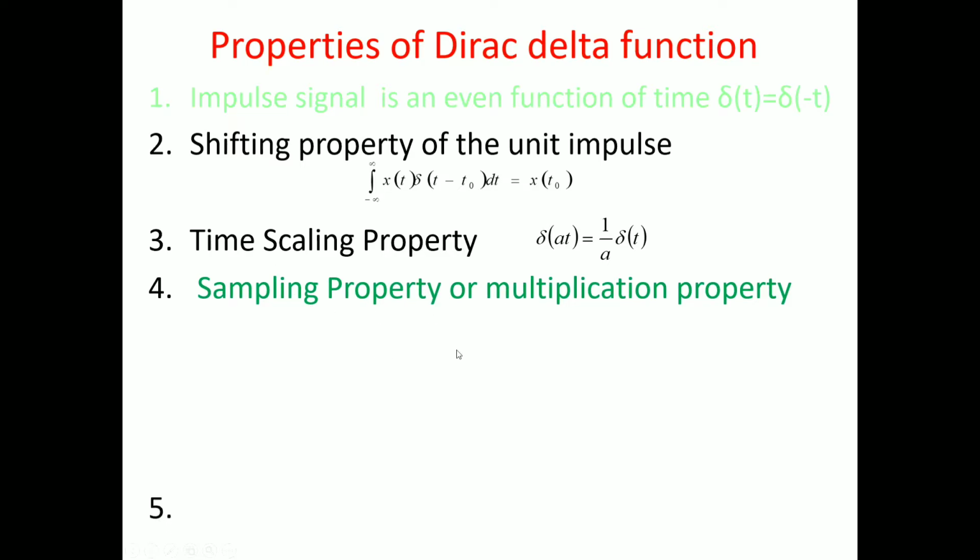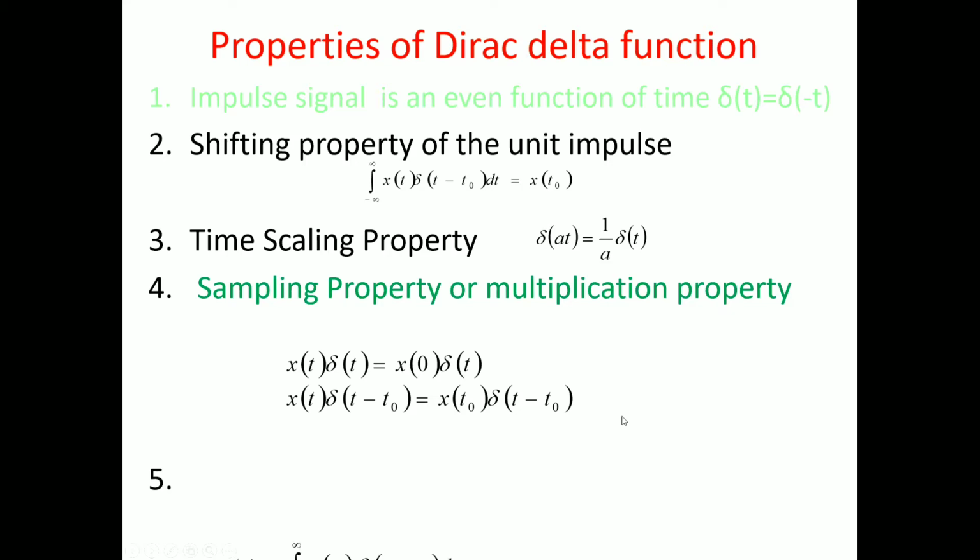Another one is the sampling property or multiplication property of the Dirac delta function: x of t multiplied with delta t equal to x of 0 into delta t. Why is it x of 0? Because delta t exists only at t equal to 0, I can have x of 0 into delta t, which can also be equivalent to simply x of 0. So I can have another definition or property, x of t into delta t minus t naught equal to x of t naught into delta t minus t naught, or simply I can write x of t naught.